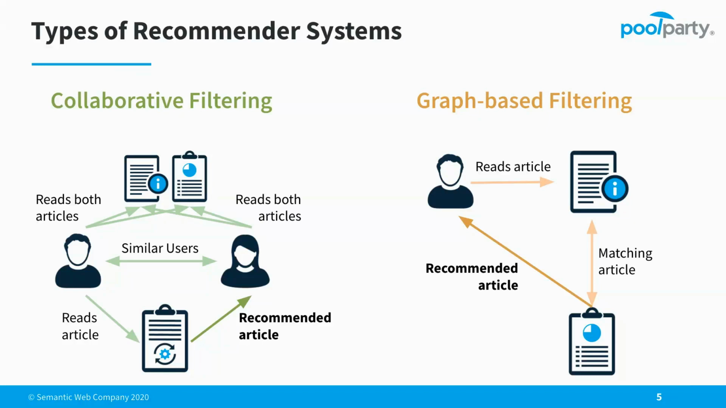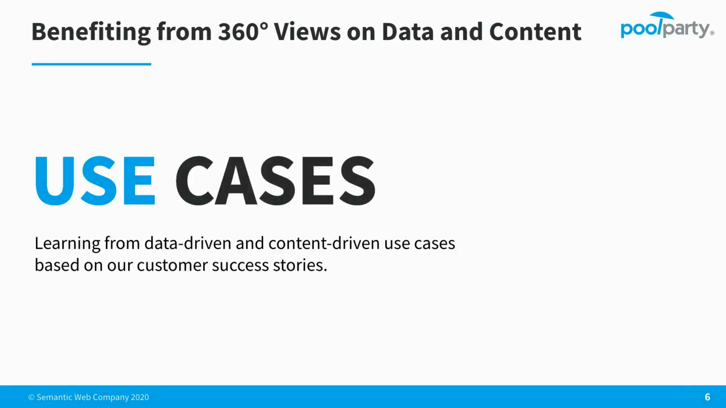So this is what graphs can do very well, recommending articles or content which matches to something else the user is currently, for instance, reading. Okay, so let's take a look at the use cases. Four use cases following these principles of the Enterprise 360 structure.